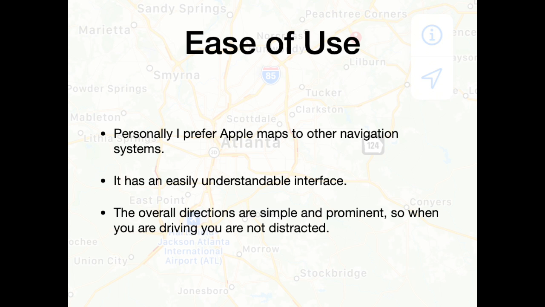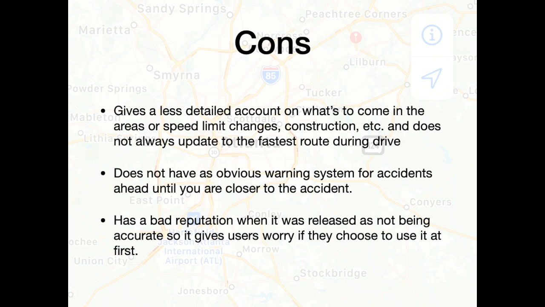As far as the ease of use, personally, I prefer Apple Maps to other navigation systems. It is an easily understandable interface, and overall the directions are simple and prominent, so when you're driving, you're not distracted. There are some cons to Apple Maps. It gives less detailed accounts on what's to come in areas such as speed limit changes or if there's construction, and it doesn't always update the fastest route when you're driving. It doesn't have an obvious warning system for accidents ahead of you until you're close to the accident, and originally it had a bad reputation when it was first released for not being accurate, so it gives users worry if they chose to use it at first and haven't experienced Apple Maps as it is now.